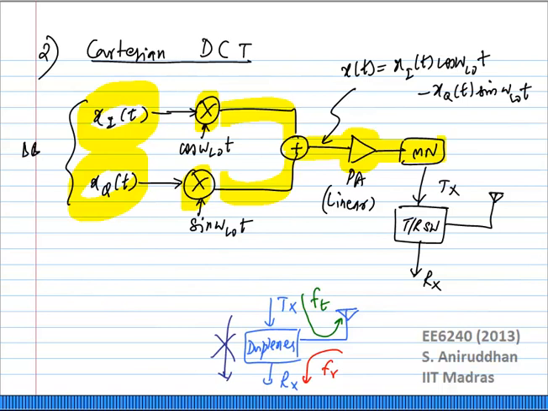Okay, so that is so far as polar modulators are concerned. Next we moved on to IQ modulators. We said we are going to take xI(t) and xQ(t), mix them up, combine them, and send them through a linear power amplifier and then into the antenna.